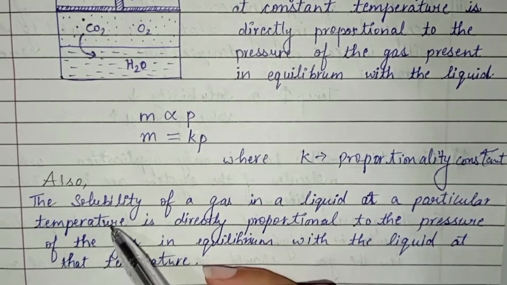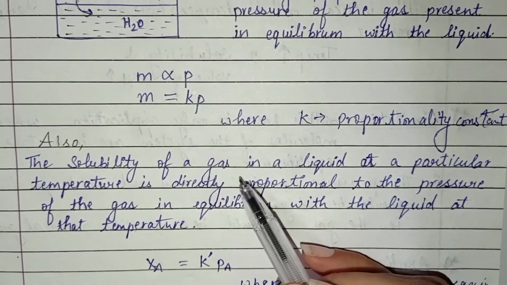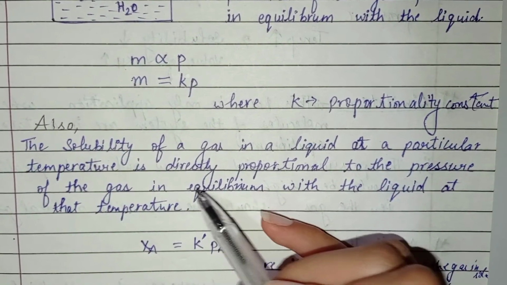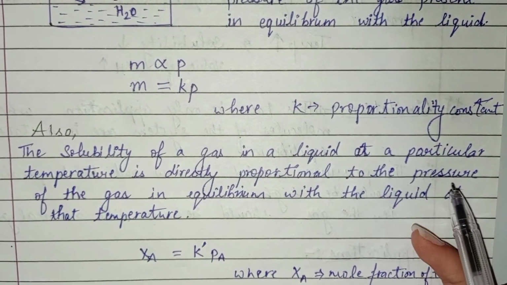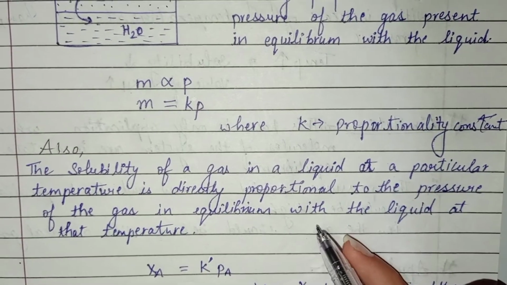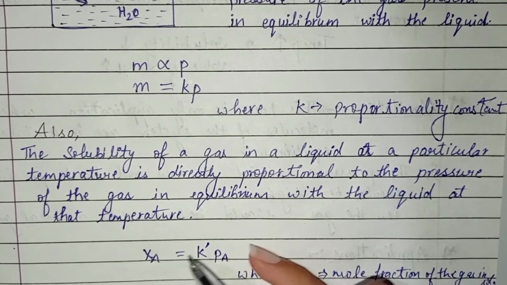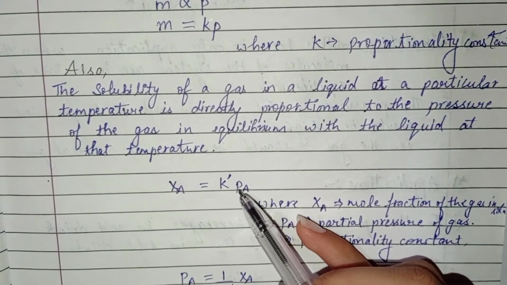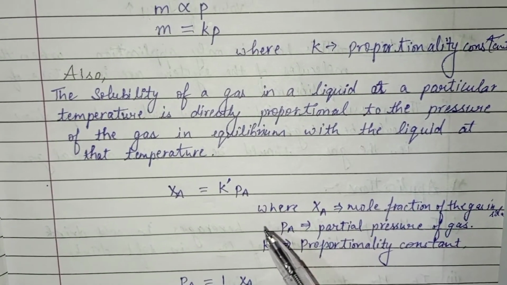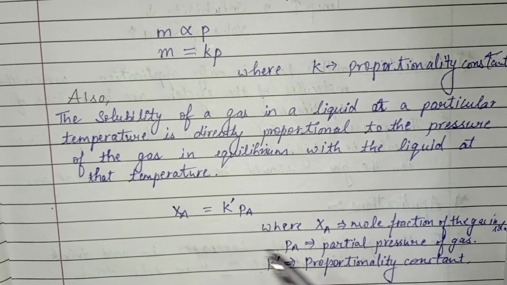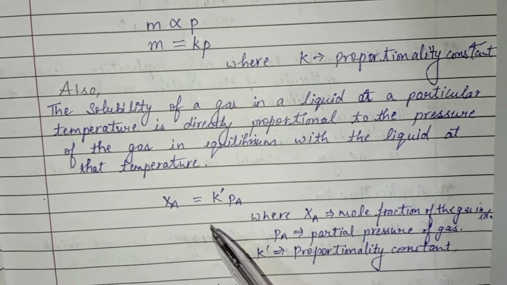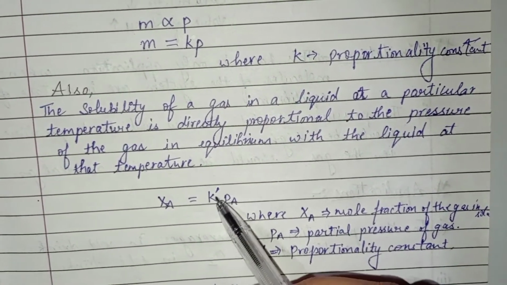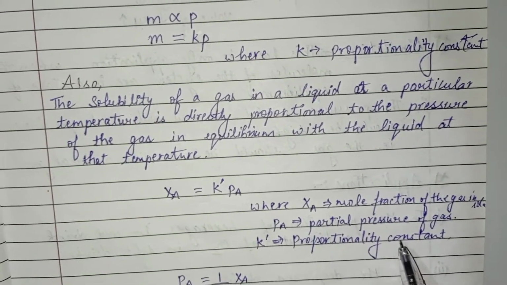Also, we can define Henry's law by the solubility of a gas in a liquid at a particular temperature is directly proportional to the pressure of the gas in equilibrium with the liquid at that temperature. So, XA is equal to K dash PA, where XA is mole fraction of the gas in solution and PA is partial pressure of the gas and K dash is proportionality constant.